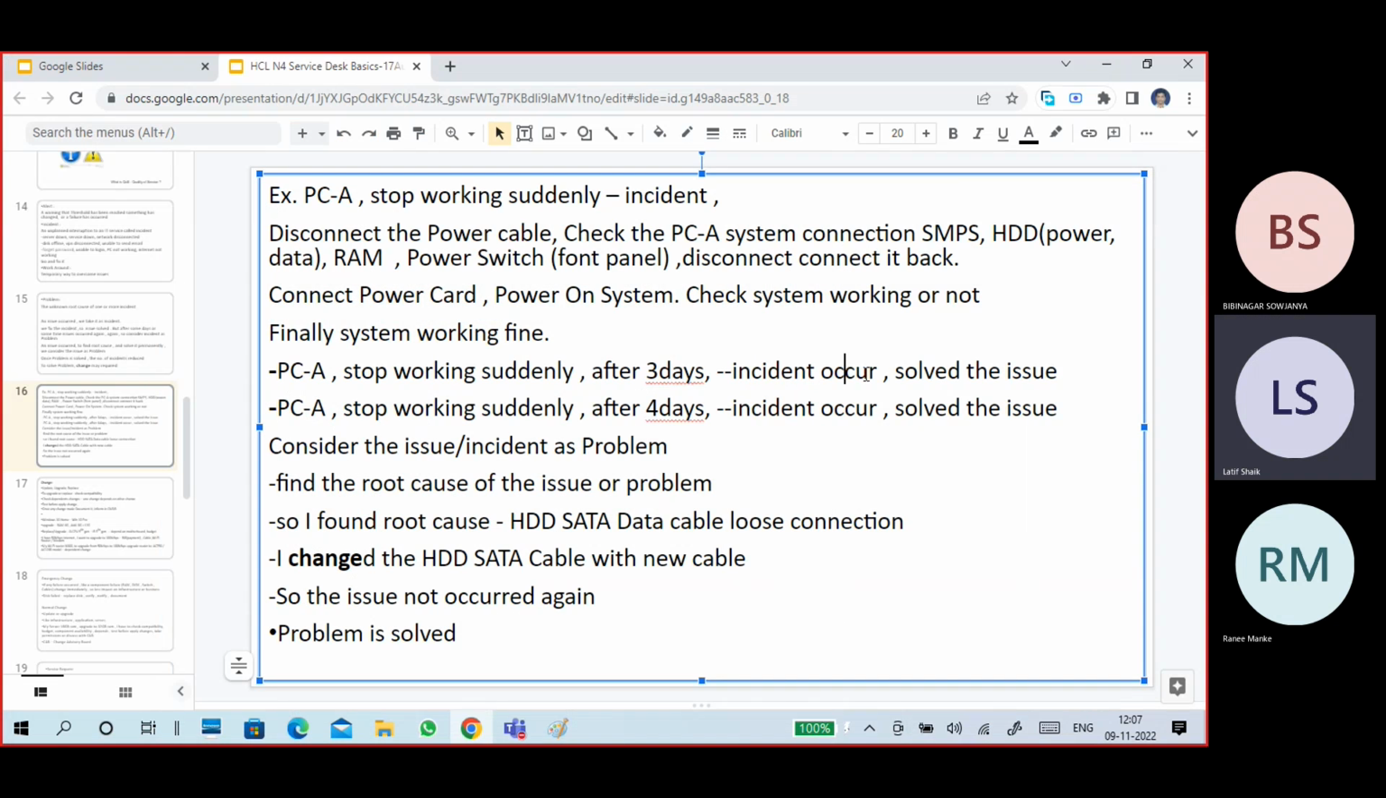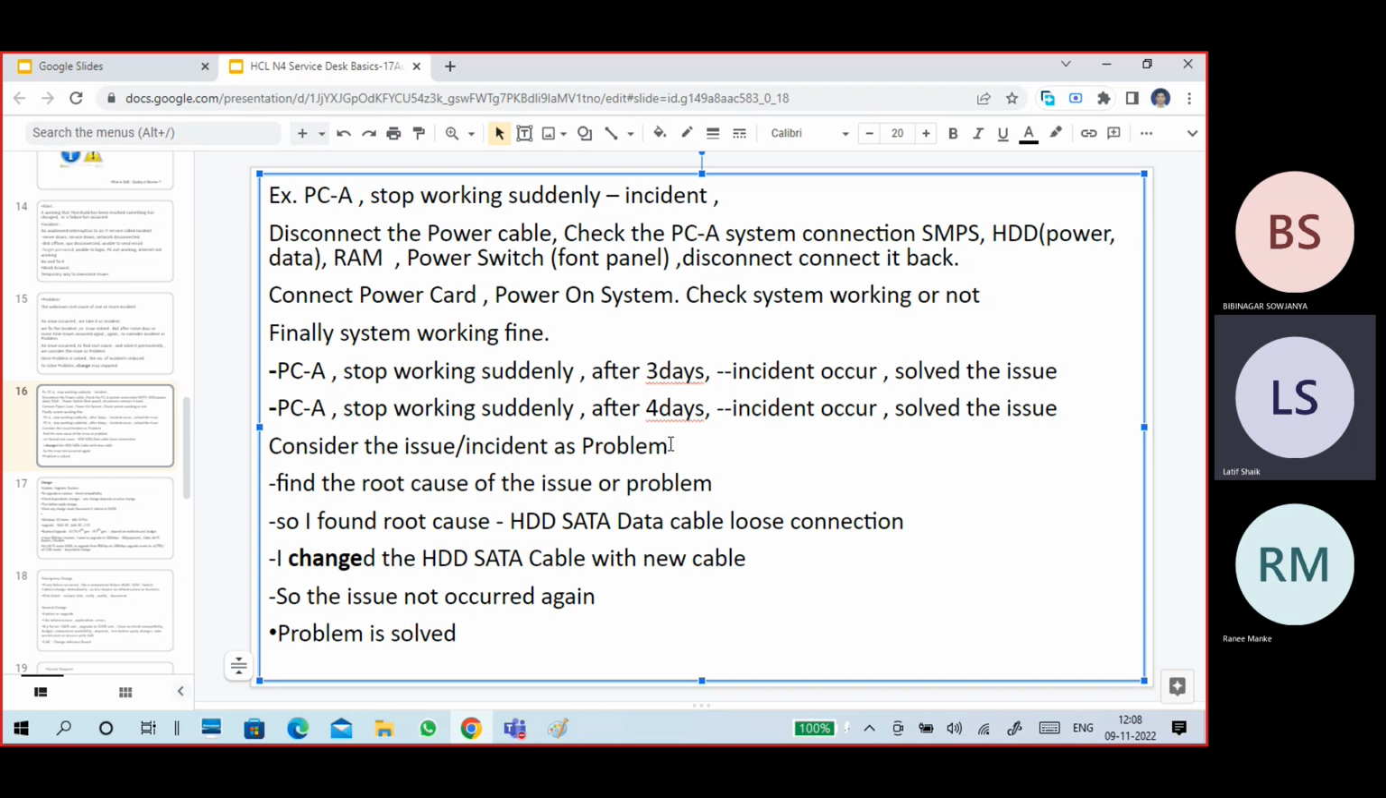So again the same issue occurs after 3, 4 days. Then I resolved it. Again after 3, 4 days it occurs, and I solved it. These are the incidents. I am firefighting with these incidents. The word is firefighting. So I am firefighting with these incidents every 3 days, 4 days, or 1 week.